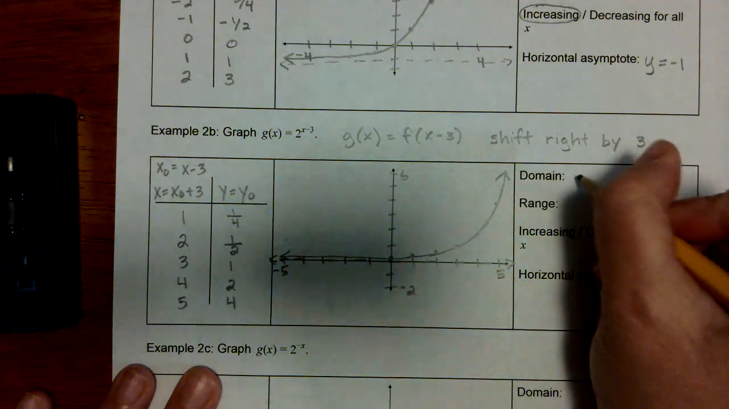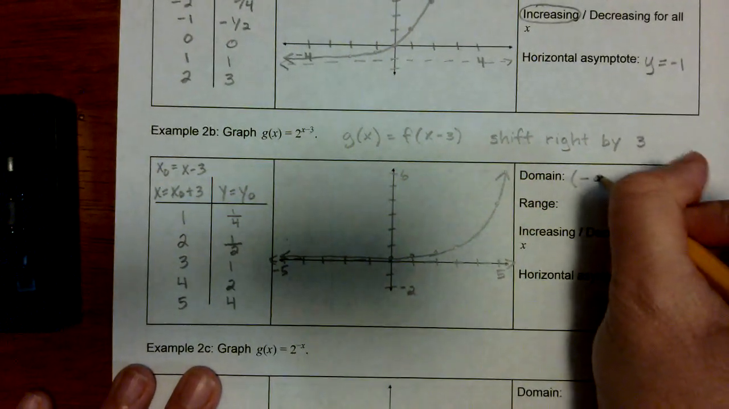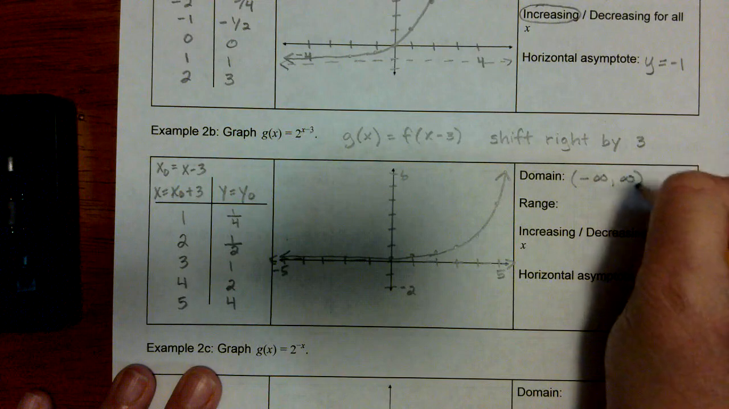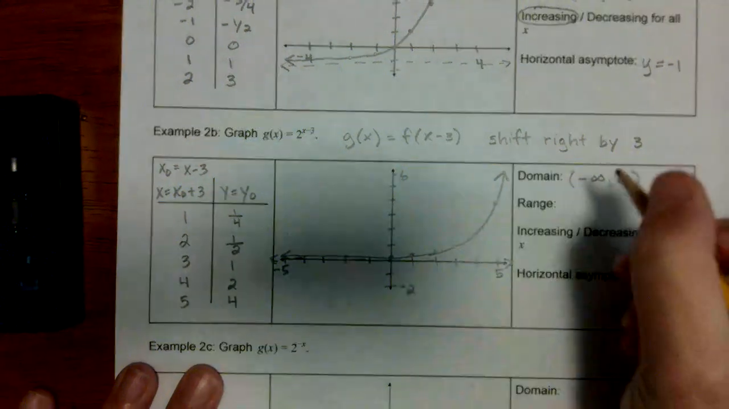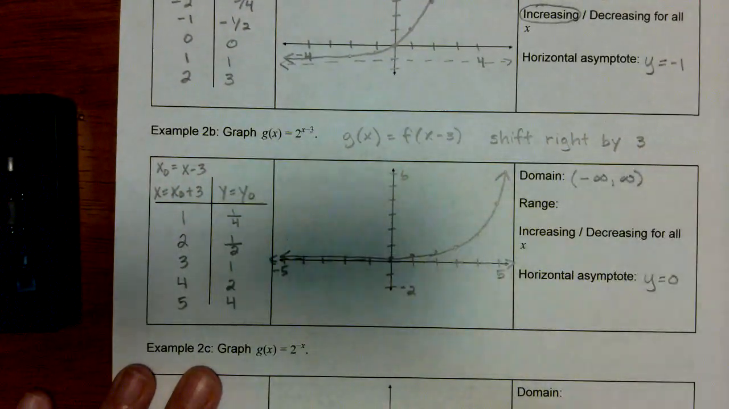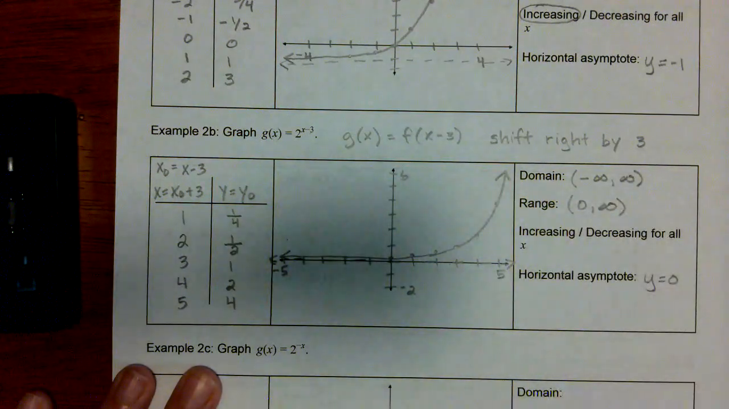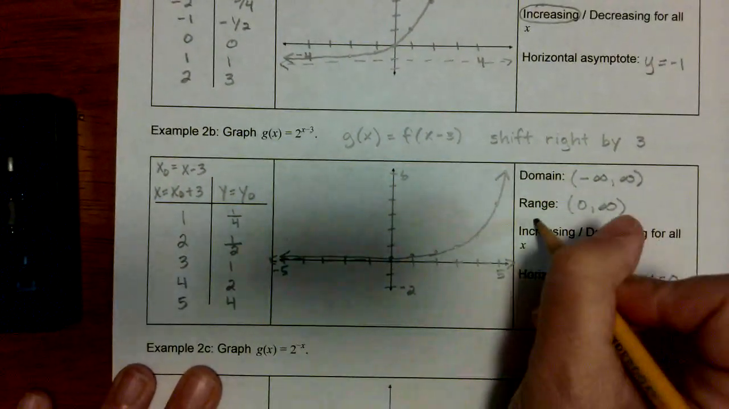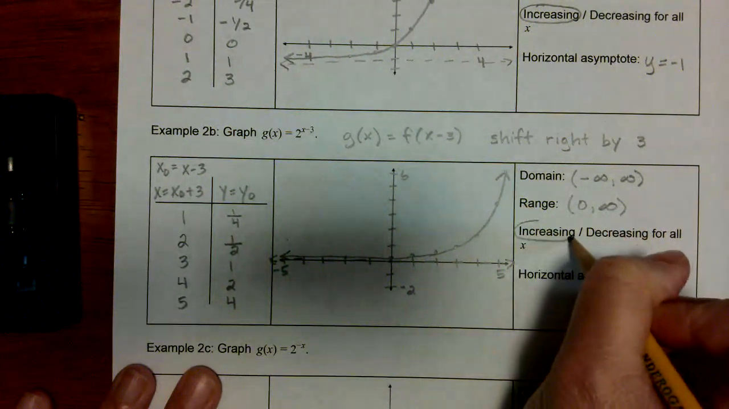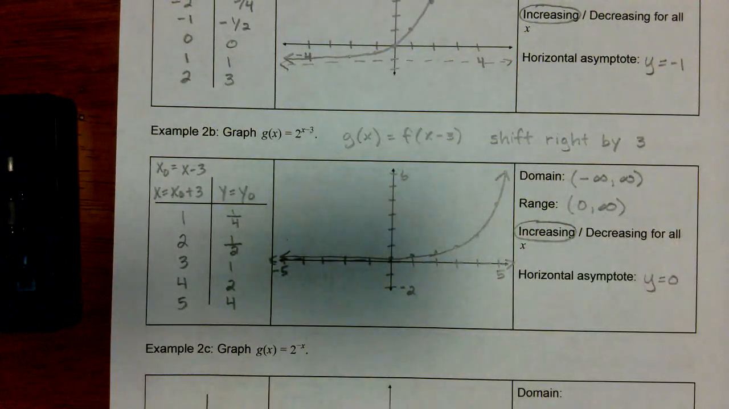So my domain has not changed. It's still -infinity to infinity. My range did not change. It's still from 0 to infinity. I can see that my graph is increasing for all x.